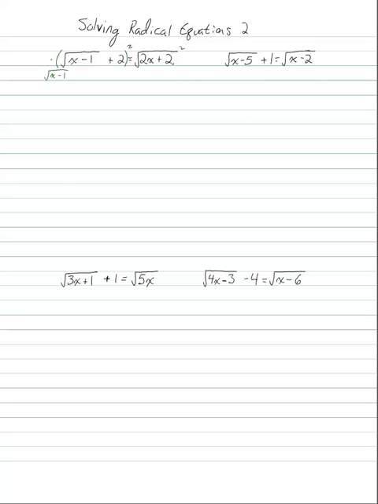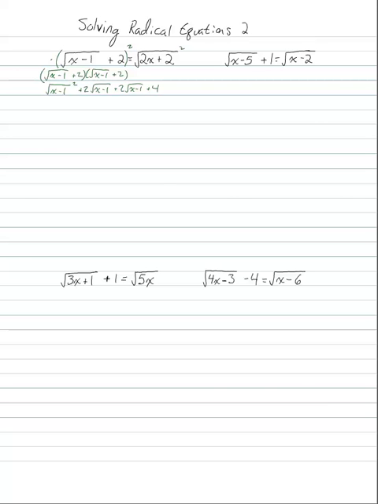Square root of x minus 1 plus 2 times square root of x minus 1 plus 2. Square root of x minus 1 times itself is square root of x minus 1 squared. Square root of x minus 1 times positive 2 would be plus 2 square roots of x minus 1. 2 times square root of x minus 1 is 2 square roots of x minus 1. And 2 times 2 is 4.